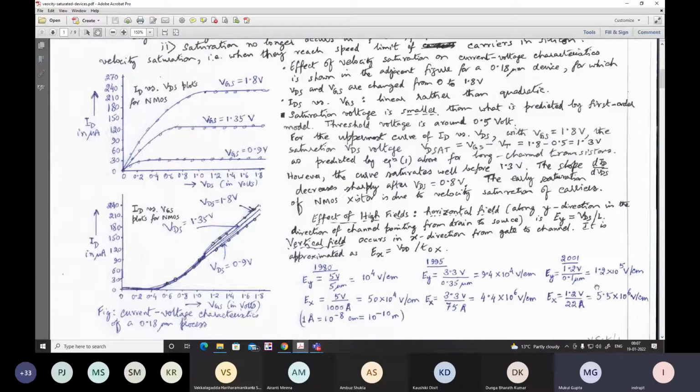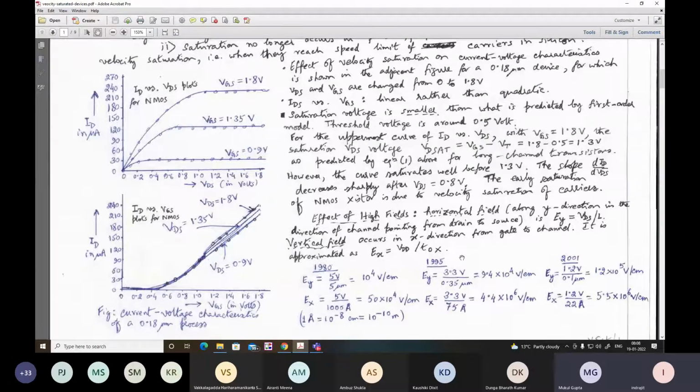Before that, the effect of high field, as we can take into consideration, is this horizontal field, that means the longitudinal field. Longitudinal field means which extends from drain to source along the y direction, in the direction of channel pointing from drain to source, is Ey equal to VDS by L. And vertical field occurs in x direction from gate to channel. It is approximated by Ex equal to VDD by Tox. Tox is the thickness of the oxide.